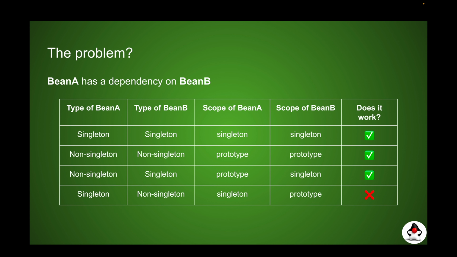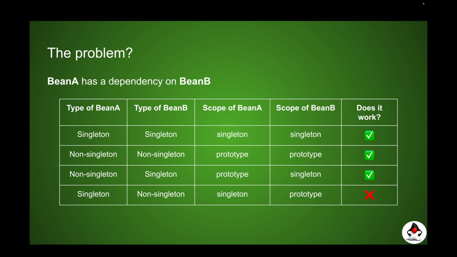If we want class A and class B both to be non-singleton, then we can specify prototype scope for both beans, and it will work. And the third case is we want non-singleton instance of class A and singleton instance of class B. Then also we can define scope as prototype for bean A and scope as singleton for bean B, and it will work fine. Now the fourth case is, we want class A to be singleton and class B to be non-singleton.